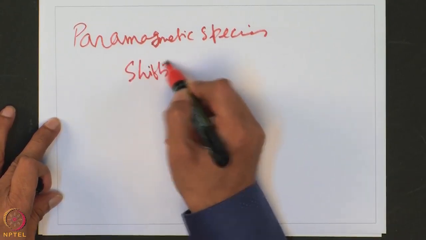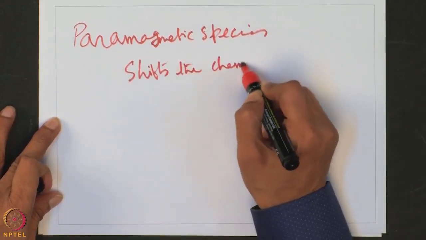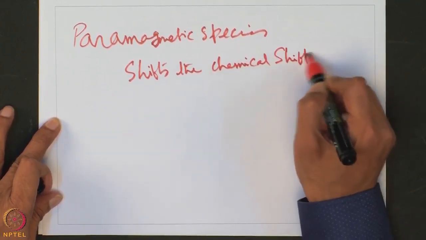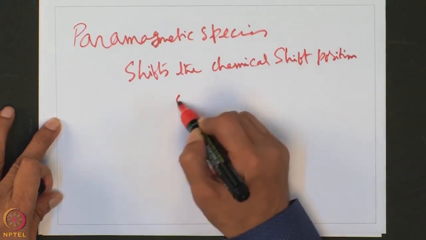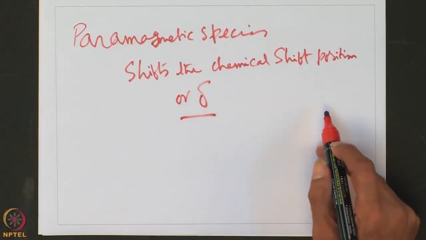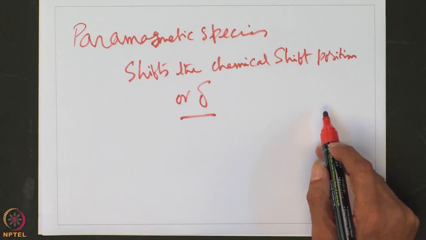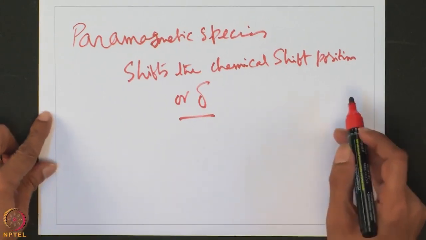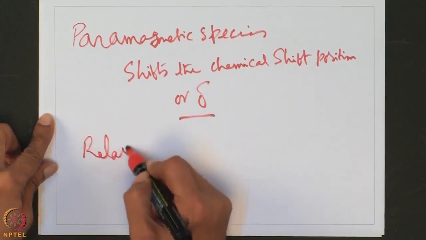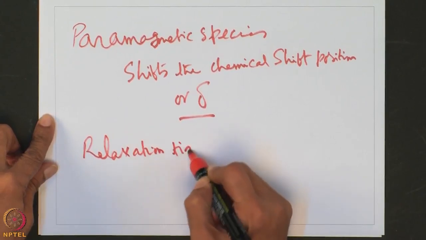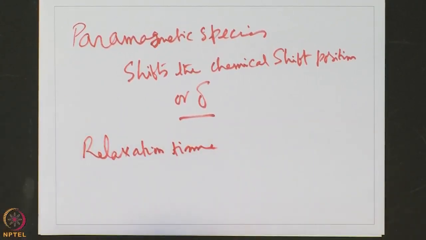shifts the chemical shift position, known as delta. Okay, so the delta can be changed. The other parameter that can also shift is the relaxation time. And in metalloenzymes, there are a lot of metal ions involved, transition metal ions, and some of them will have paramagnetism, so one can easily make out structures by using such paramagnetic species.